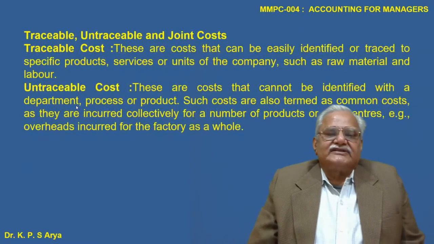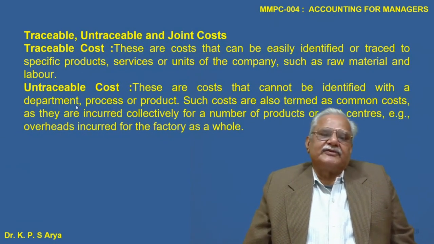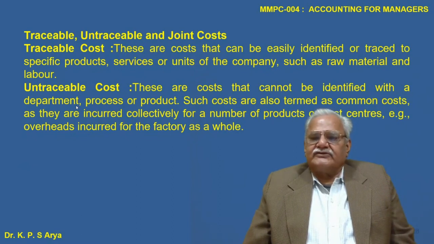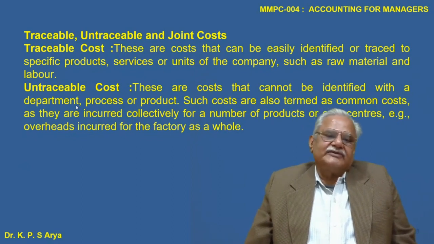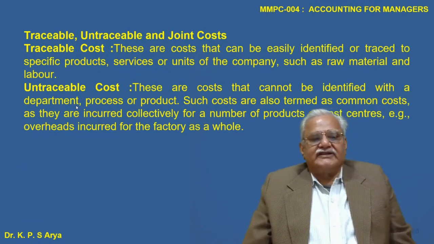Now, traceable, untraceable, and joint costs. Traceable costs can be easily identified or traced to a specific product, service, or unit of the company, such as raw material and labor. Untraceable costs are those which cannot be identified with a department, process, or product. Such costs are also termed common costs, as they are incurred collectively for a number of products or cost centers, for example overheads incurred in the factory as a whole.